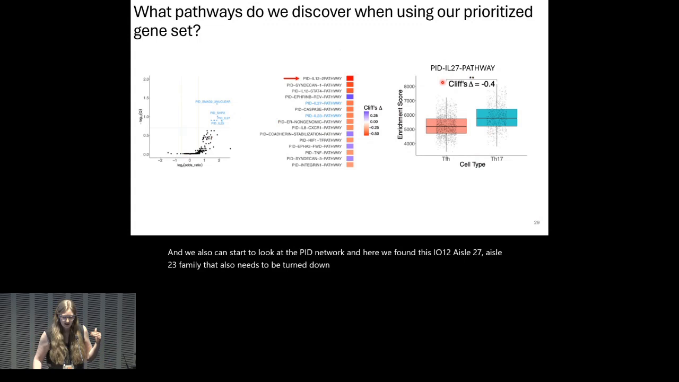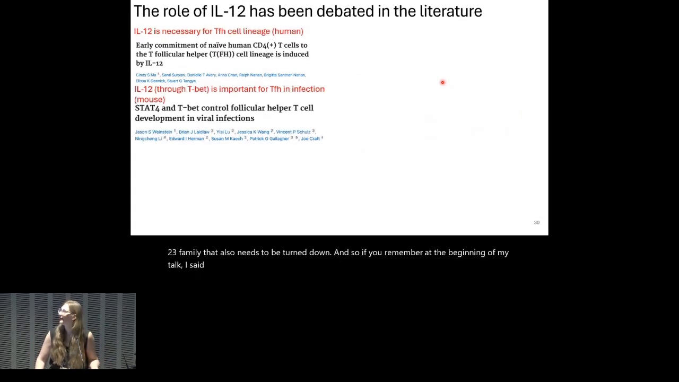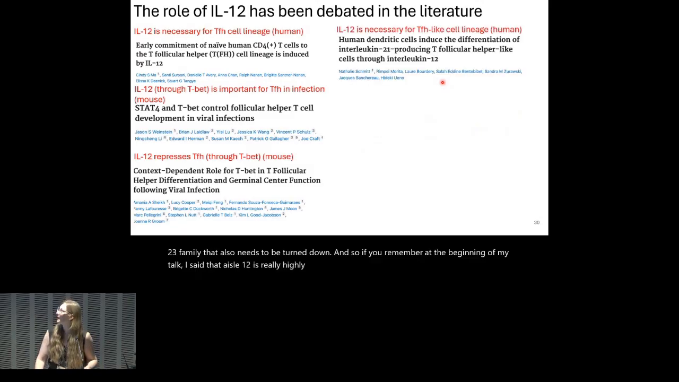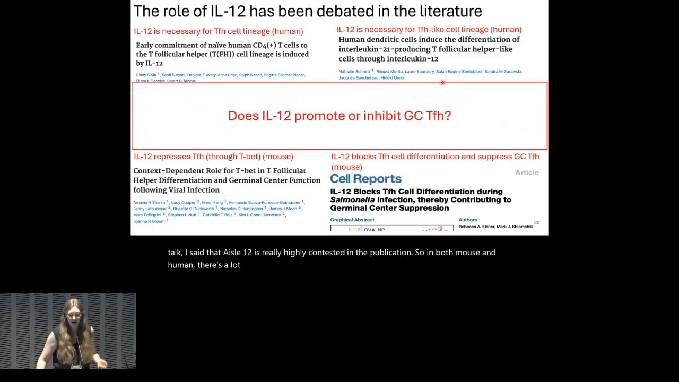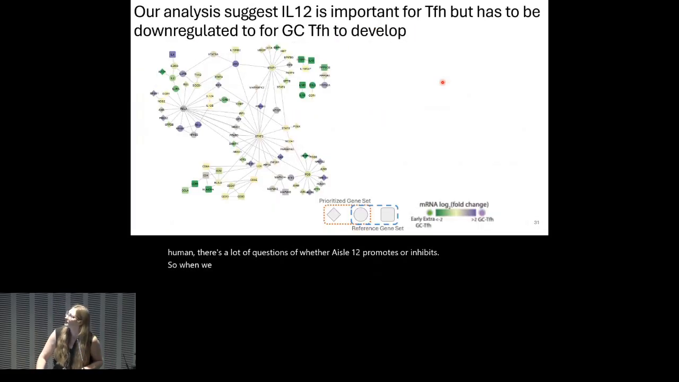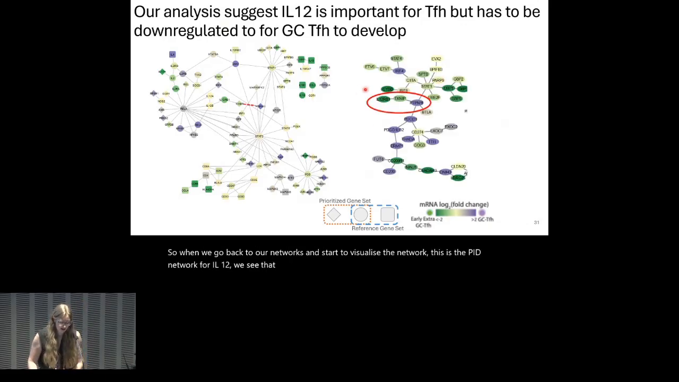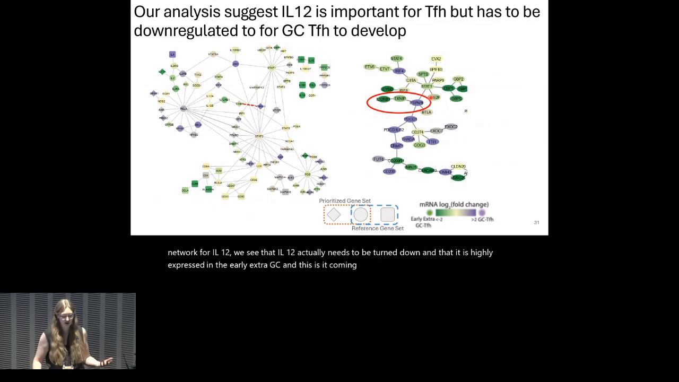And so if you remember at the beginning of my talk, I said that IL-12 is really highly contested in the publication. So in both mouse and human, there's a lot of questions of whether IL-12 promotes or inhibits GC-TFH. So when we go back to our networks and start to visualize the network, this is the PID network for IL-12. We see that IL-12 actually needs to be turned down and that it is highly expressed in the early extra GC. And this is it coming up in one of our modules.